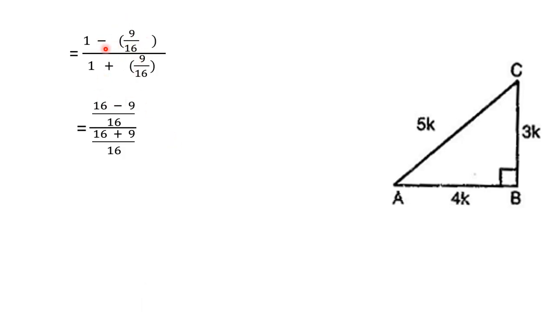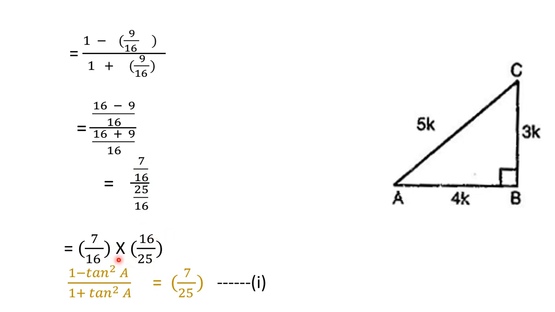As in the numerator the LCM is 16, we get the numerator is (16 minus 9) upon 16. And similarly, in the denominator the LCM is 16, so the denominator is (16 plus 9) upon 16. So 16 minus 9 in the numerator is 7 by 16, and 16 plus 9 in the denominator is 25 by 16. Now, taking the reciprocal of these terms, we get 7 upon 16 into 16 upon 25. So 16 and 16 will cancel out. Finally, we get (1 minus tan square A) upon (1 plus tan square A) is 7 by 25.